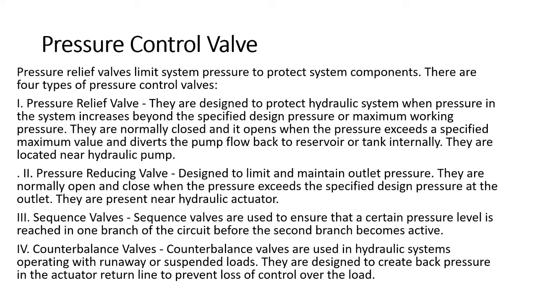The third type is sequence valve. Sequence valves are used to ensure that a certain pressure level is reached in one branch of the circuit before the second branch becomes active. And the last is counterbalance valves. Counterbalance valves are used in hydraulic systems operating with runaway or suspended loads. They are designed to create back pressure in the actuator return line to prevent loss of control over the load.